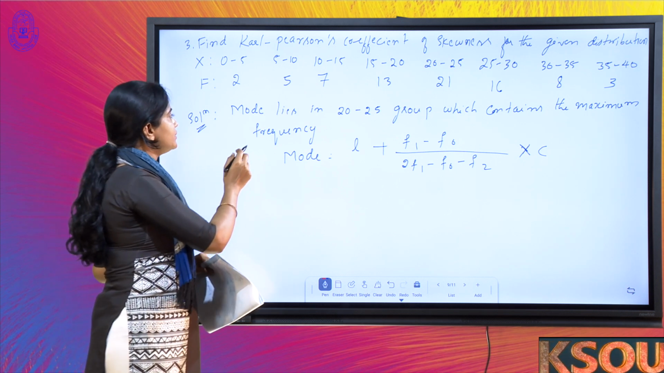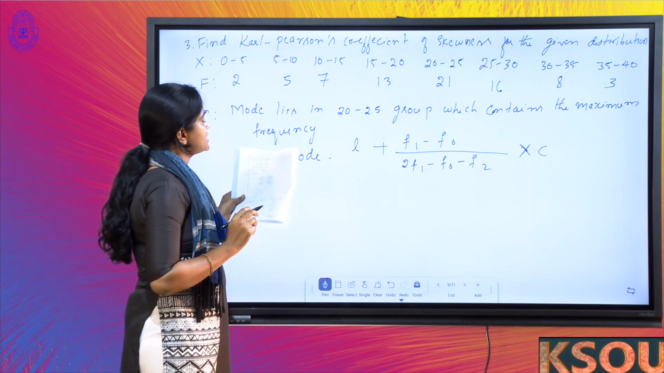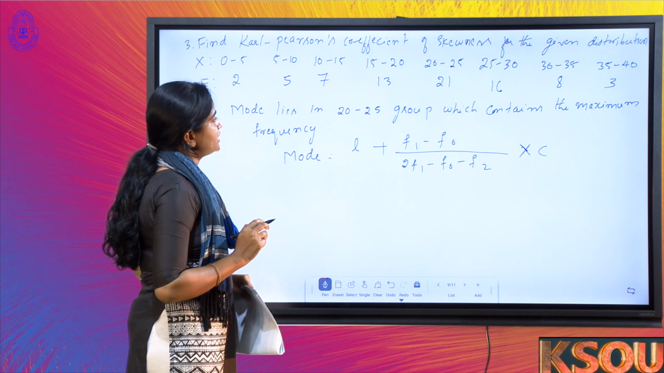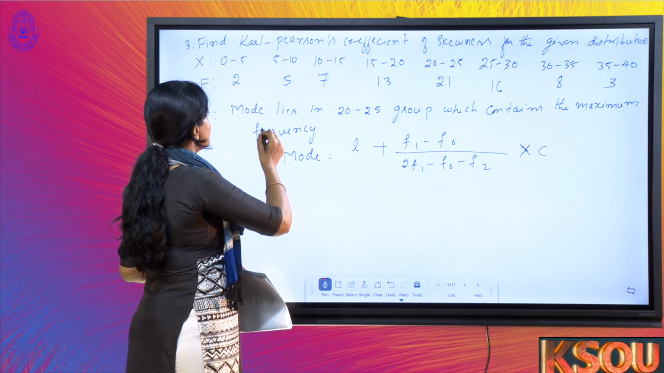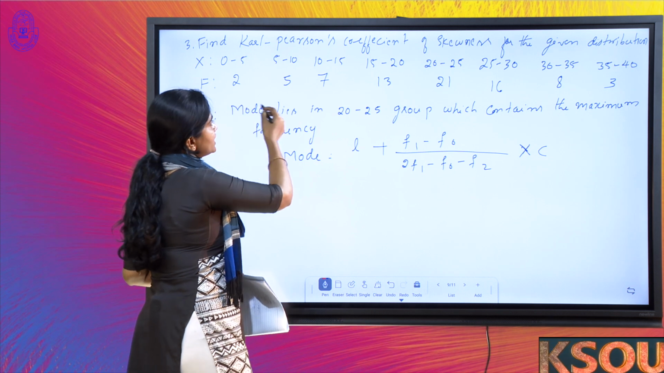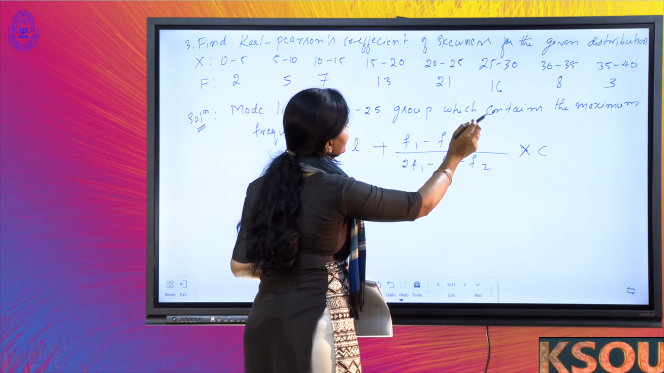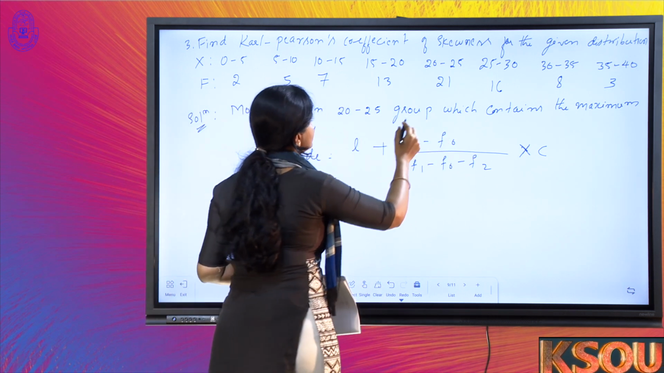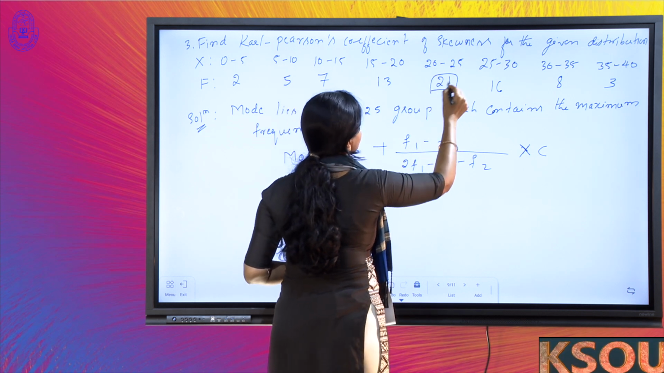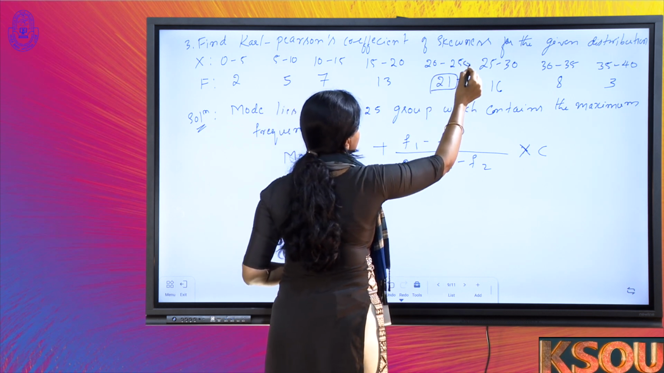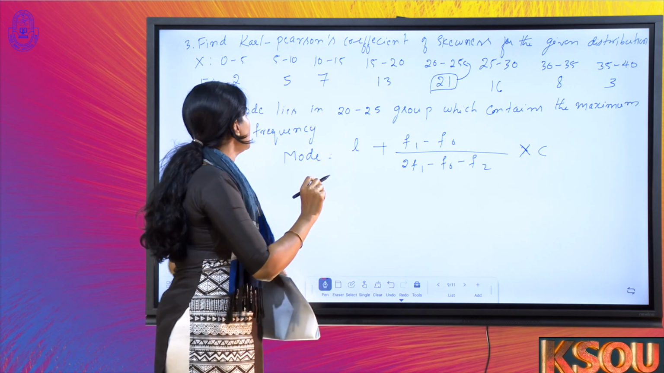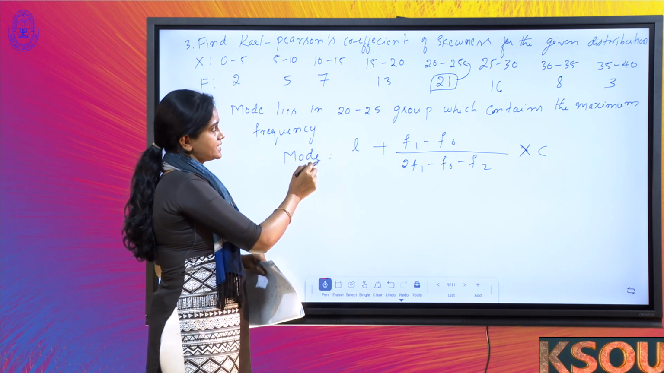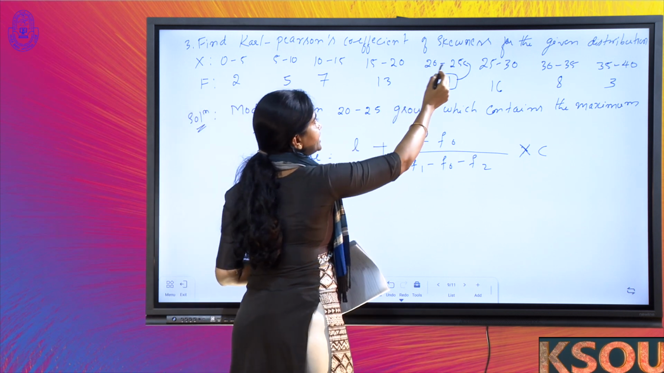Let us calculate the mode first. Mode lies in the 20 to 25 group, which contains the maximum frequency. So as I told you, we will have to take the highest frequency value here. Which will be the highest frequency here? 21. So take the corresponding x variable here, 20 to 25. So the mode will exist between 20 to 25.